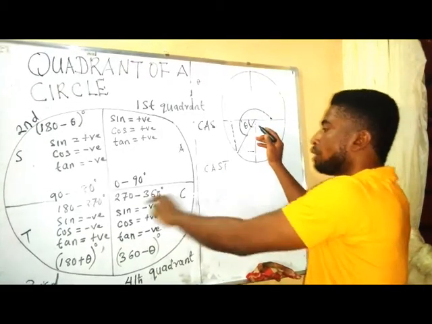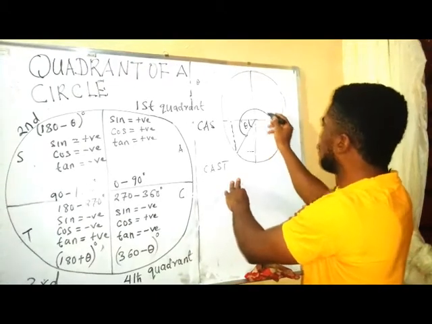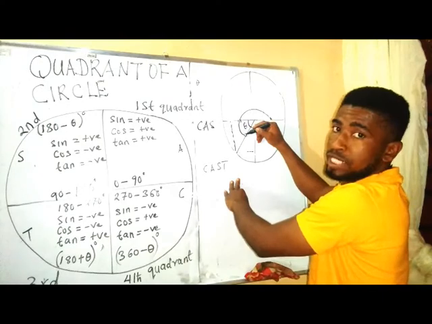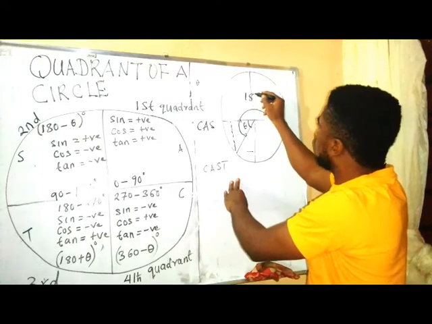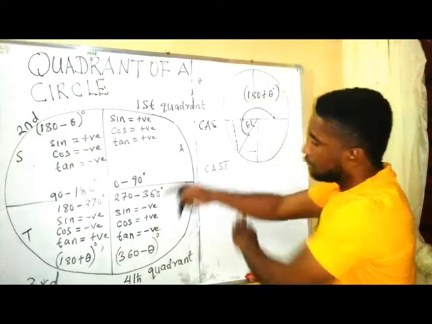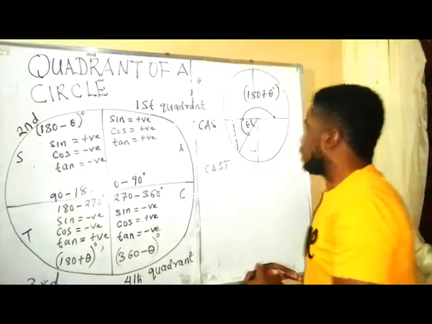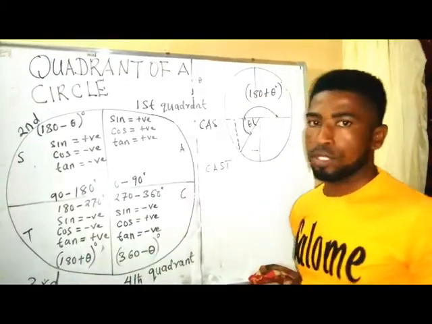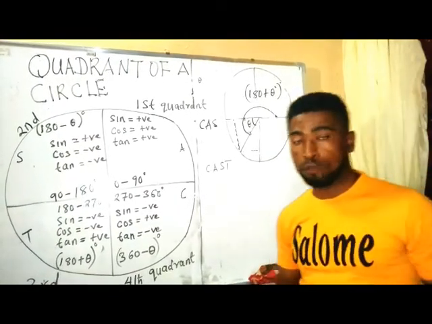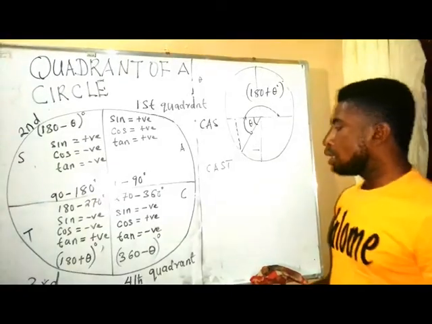So the range of angle in the third quadrant will be from here to here, that's 180, plus from here to here, and that's what? Theta. So it's 180 plus theta. That is the range of angle in the third quadrant, and that's why we have 180 plus theta. I hope you are following me, because we are going to solve some problems after here.